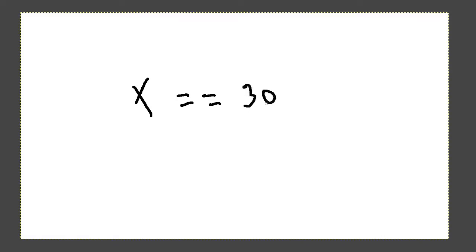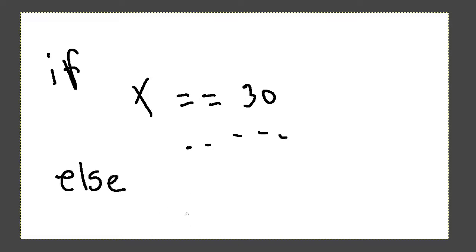We do x equals 30. So now how are we going to check this? This is usually referred to as an if statement. So we'll do if x equals 30, and if it does equal 30, we're going to do something. If it's not 30, we can use an else statement and say, now do this. Another operator is an exclamation mark, which means does not equal. And this sometimes can be used for other things.